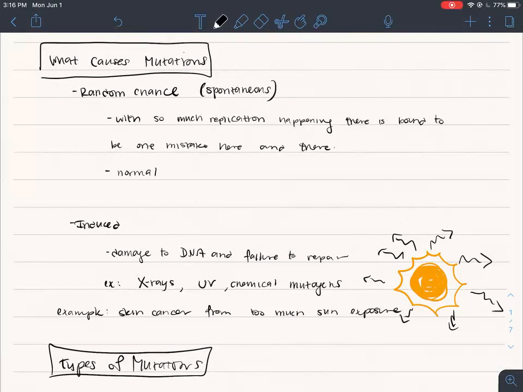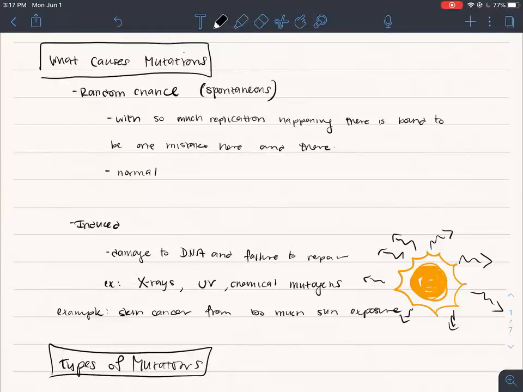And the other kind is induced, where we throw so much damage at DNA that it has no ability to repair, considering how fast the damage is going, and it just stays mutated and damaged. Examples could be X-rays, UV, or chemical mutagens. So any type of radiation that your body can't recover from because it's happening so fast.